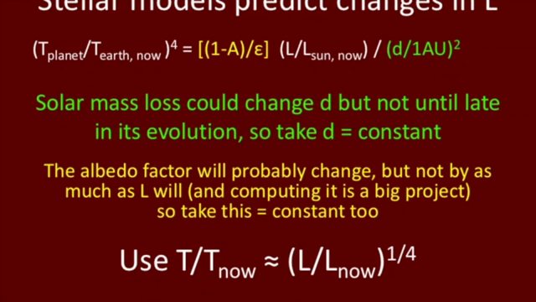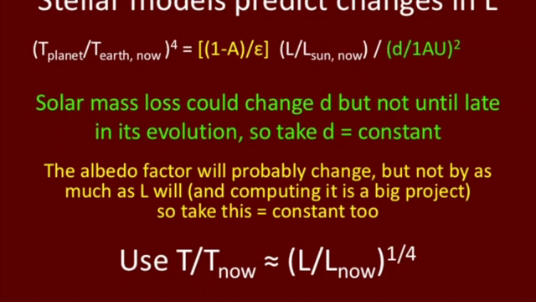Well, then I want to actually follow the evolution of the sun. I'm going to be a little bit even more approximate. So here's the whole formula. T planet compared to the Earth's planet temperature now. So all the planets can be studied this way. Albedo factor, luminosity of the sun, and the distance. Now, solar mass loss could change the distance, and it probably will, but only very late in the sun's evolution.